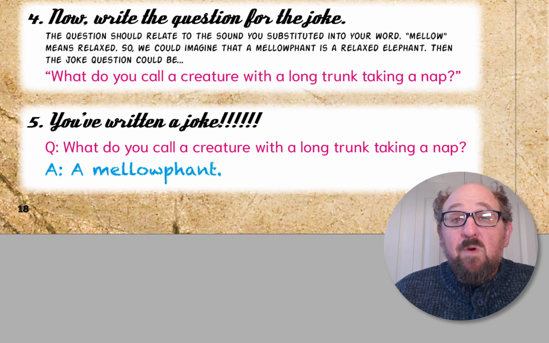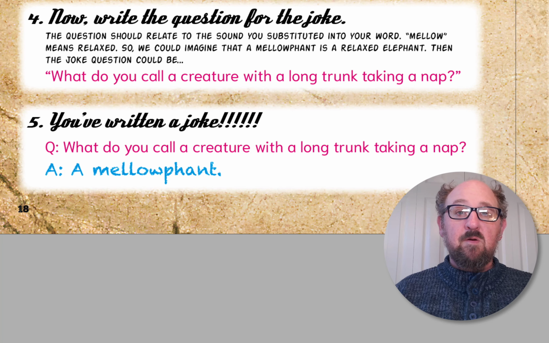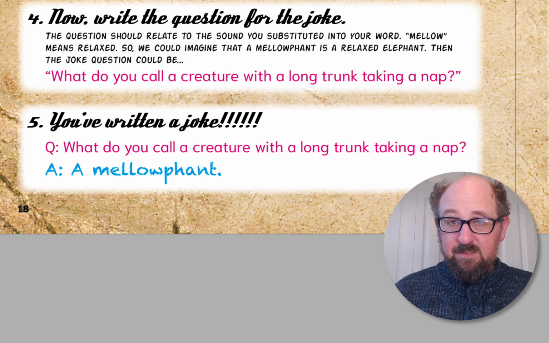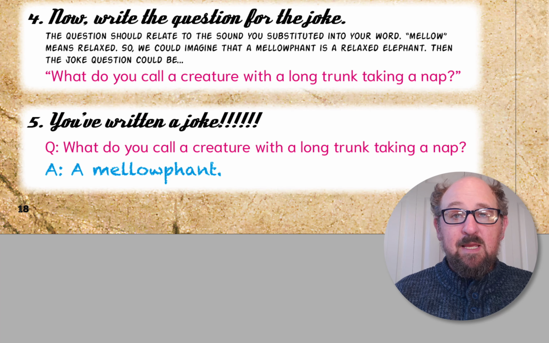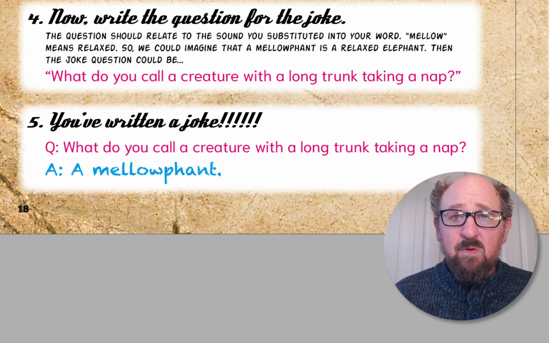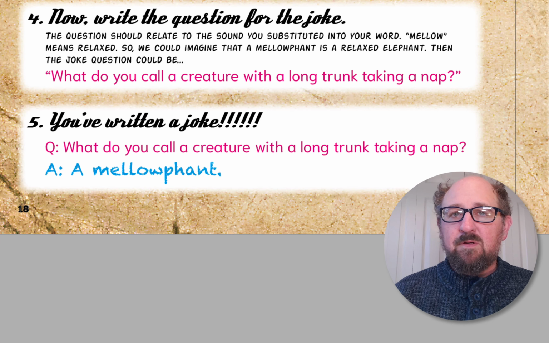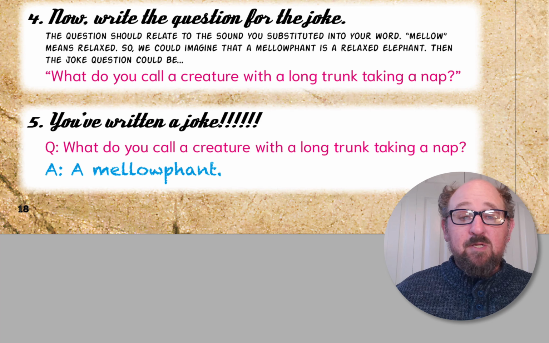Step 4 is you write the question for the joke. Now, I know that the answer is going to be mellophant. So the question will be something like, what do you call a creature with a long nose who likes to nap? And now, step 5, you've written a joke. Look at that. You wrote a joke, which is, what do you call a creature with a long trunk taking a nap? A mellophant. I know you're thinking, okay, hotshot, where's the AI come into this?